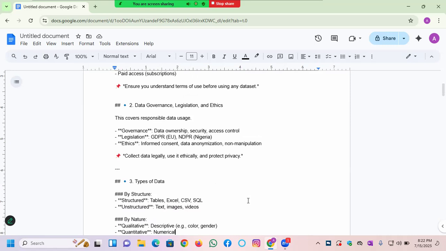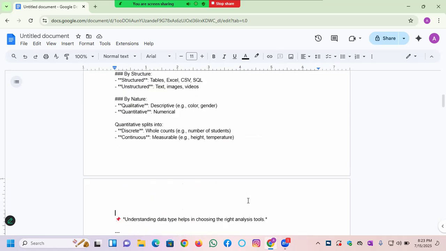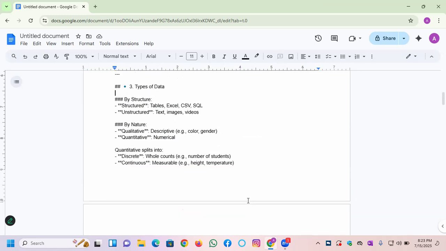Now let's talk about types of data. So what are the types of data? Now, we can group data into many different forms. We can look at the type of data by structure. So under this, we have two types of data. We have structured data and unstructured data. So now, what are examples of structured data? We have tables, Excel, CSV, and SQL, right? Those are examples of structured data. We are still going to look at all of them by the time we start the project.